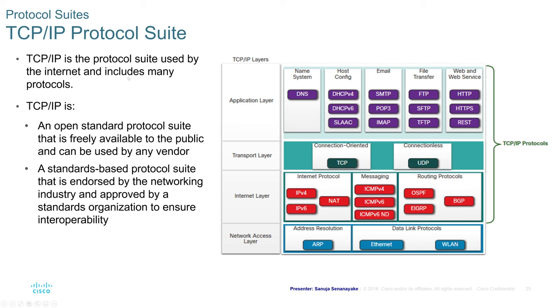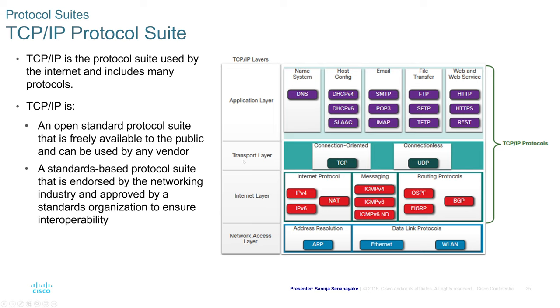The TCP/IP protocol suite is used by the internet and also uses some other protocols along with it. TCP/IP is an open standard protocol that is freely available to the public and can be used by vendors. It's a protocol suite, not just a protocol, and a standards-based protocol suite that is endorsed by the networking industry and provided by a standardization organization to ensure interoperability. For example, if Cisco made a switch and D-Link made another switch, I can put the Cisco switch and the D-Link switch in the same networking environment. They should be able to communicate with each other, no problem, because we have these standardized TCP/IP protocols built into them, for example.